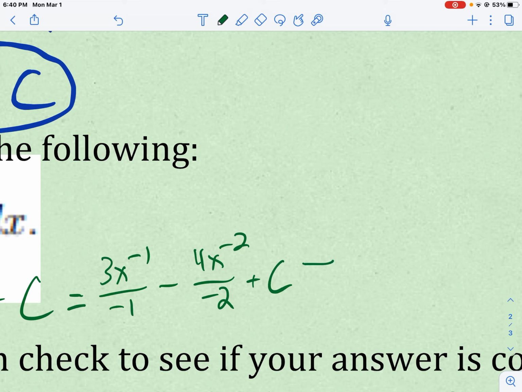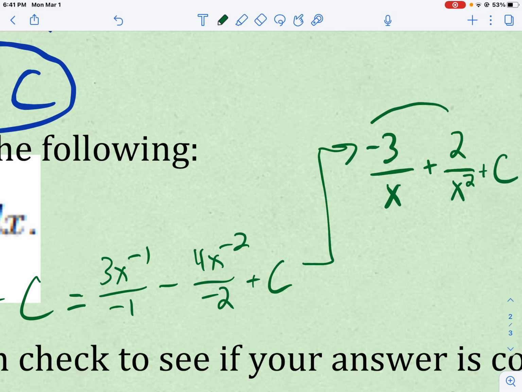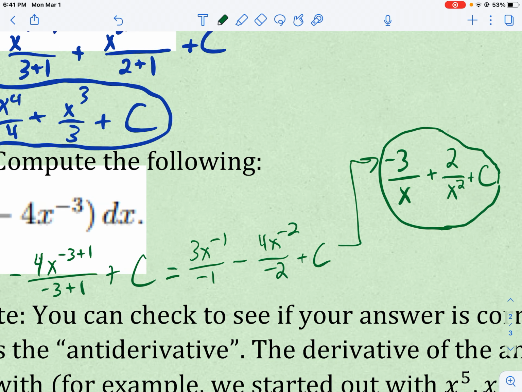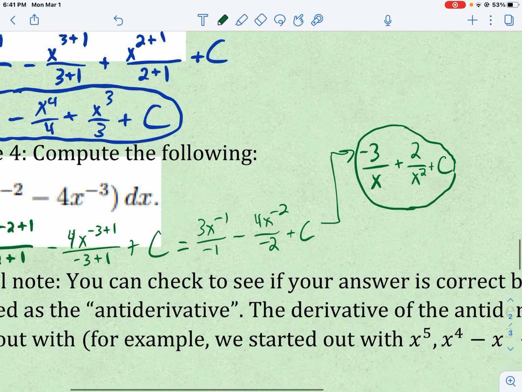So I'm going to get negative 3 over x plus 2 over x squared plus c. If you want to check your answer for that, I would definitely recommend doing it while you have the negative exponents. But again, we want our final answer to be in positive exponents.